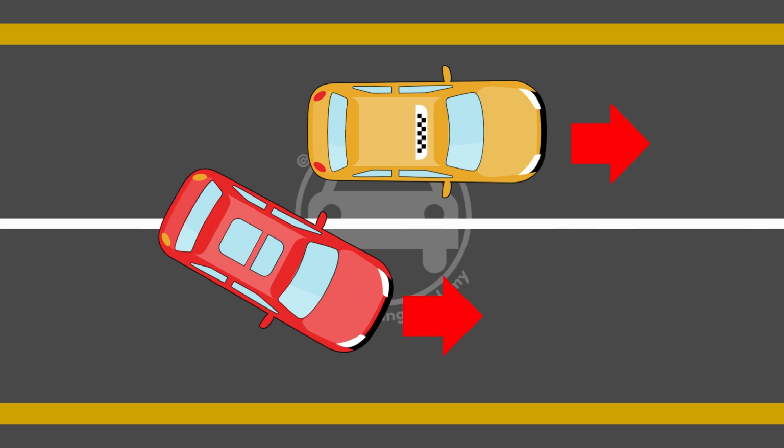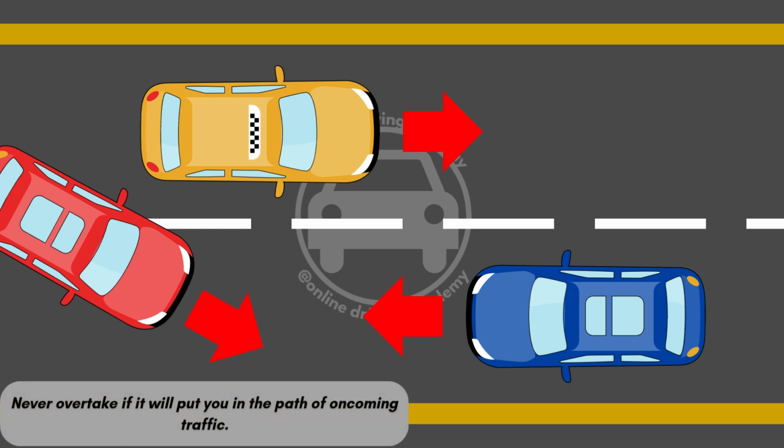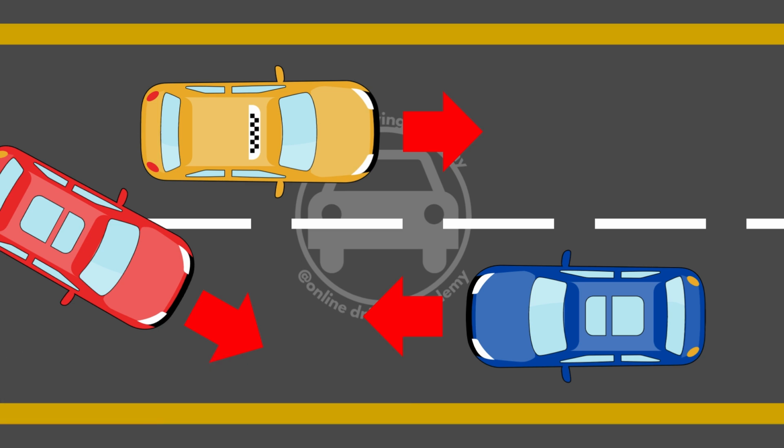That is illegal and it can be very dangerous because that solid white line is going to be there for a reason, right? And for our last rule, you should never overtake if it's going to put you in the path of oncoming traffic. Now, if there's a chance of you meeting a car that's coming from the other direction, you have to wait, right? Remember, safety always comes first.